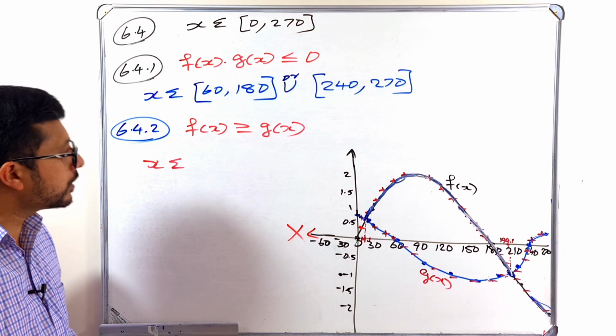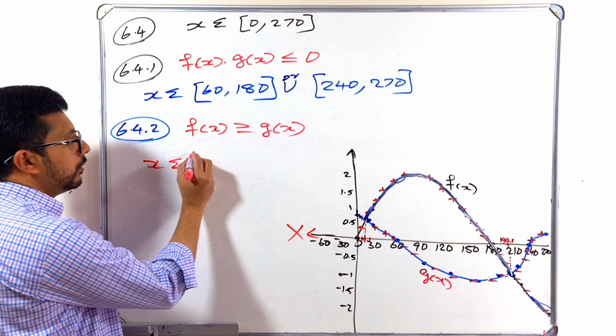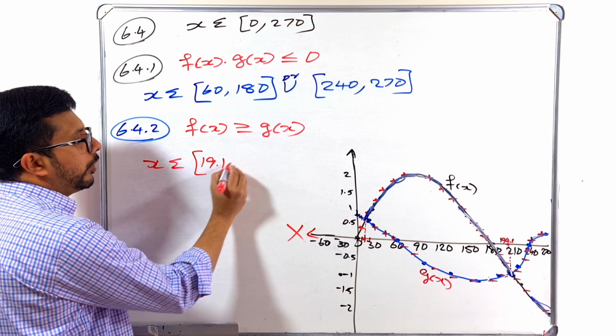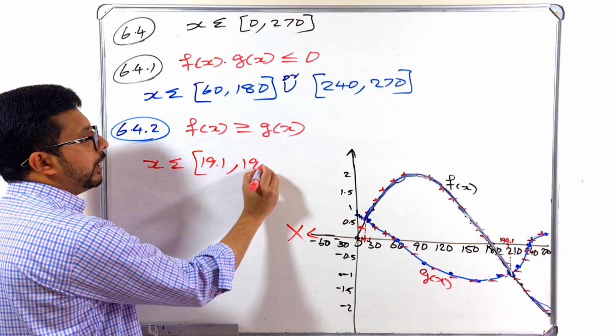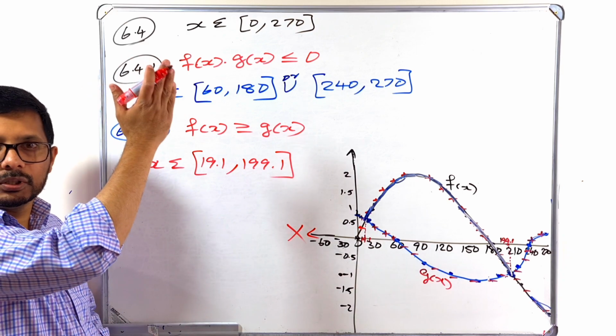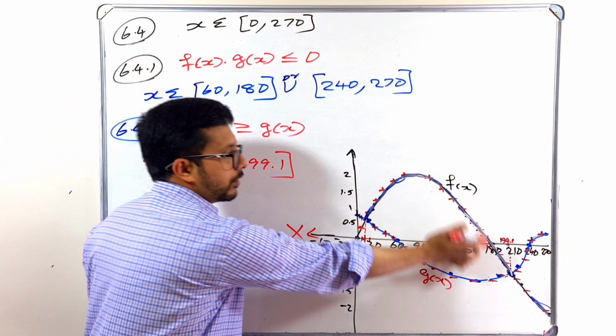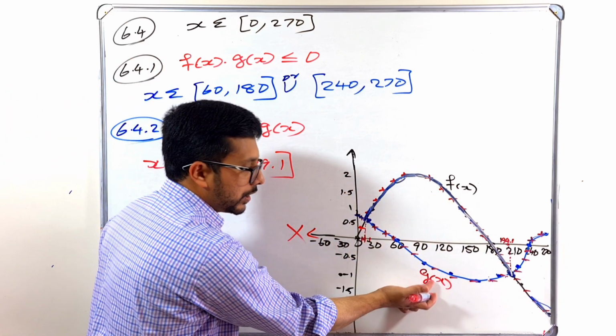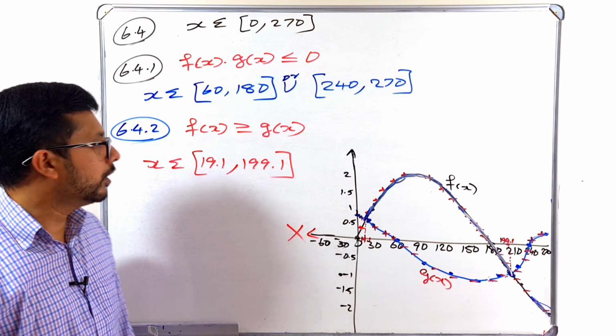199.1. So it means that between 19.1 and 199.1, the f of x graph is on top, or f of x graph is here. Okay, and g of x graph is at the bottom. Okay, so that is a question.